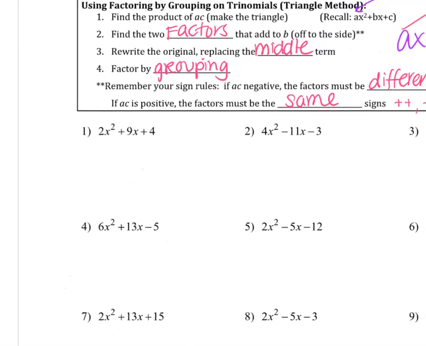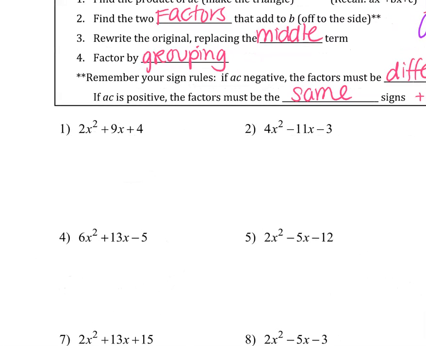Zoom in a little bit. Okay, so I'm going to factor this one. So draw your triangle. 2 times 4 is 8. So you're looking for factors of 8 that sum to 9. So you think 1 and 8, 2 and 4. 1 and 8 would be the obvious choice. So here's what I do. I rewrite that middle term using those numbers. I'm splitting the middle term.